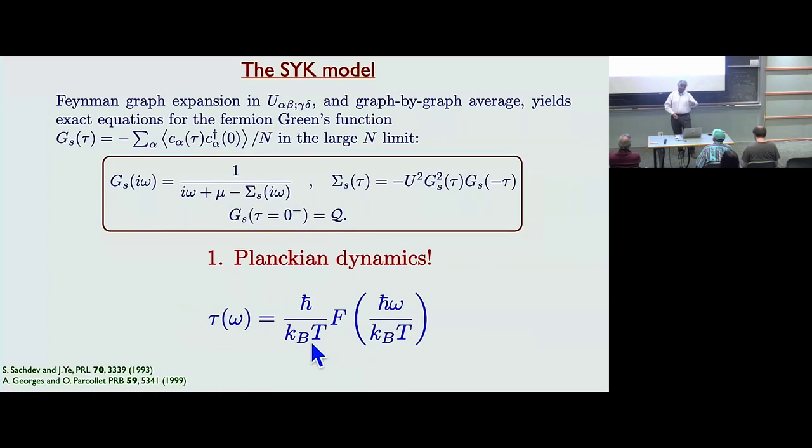So you finally have at least one model where you can solve it and see this kind of Planckian dynamics that has been observed both in the superconductors and is theoretically postulated for black holes.